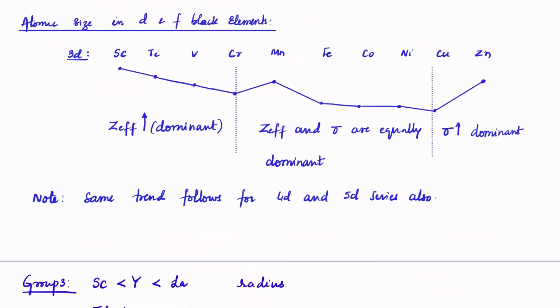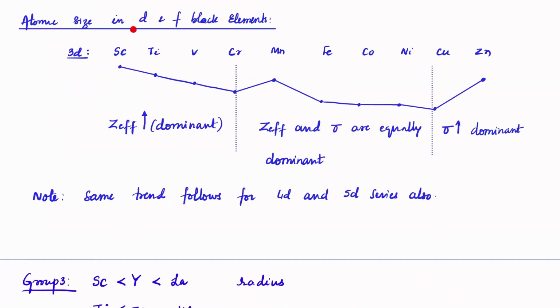Notice how the size is varying in D and F block elements here. D orbitals and D block elements are categorized into three series of elements, right? One is the 3D, 4D, and 5D series. If you analyze one series, that is more than enough because a similar thing follows in the other series.